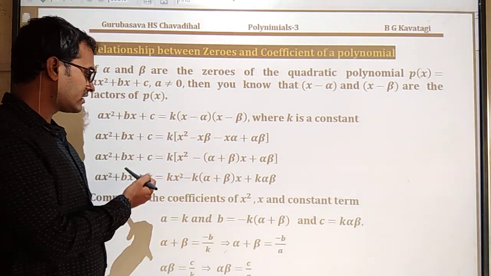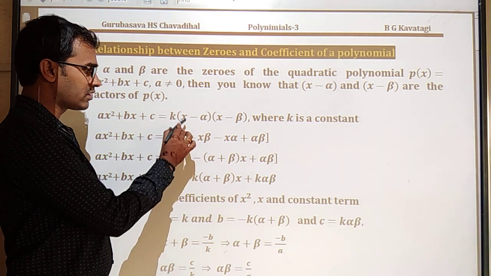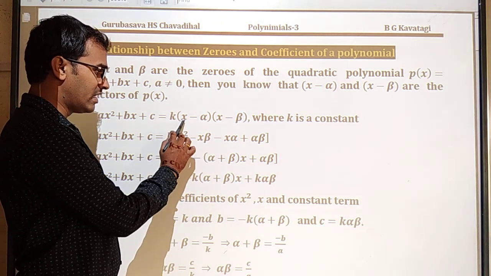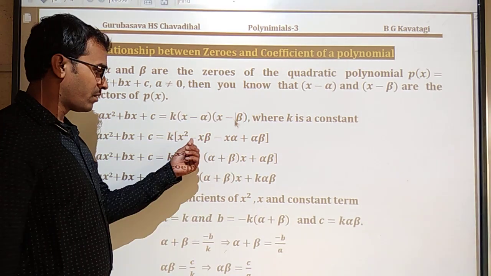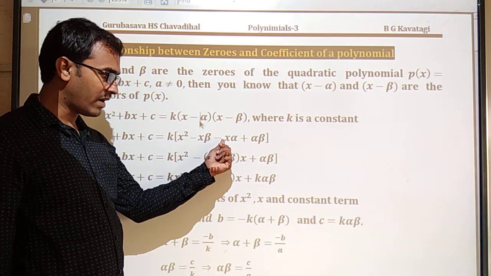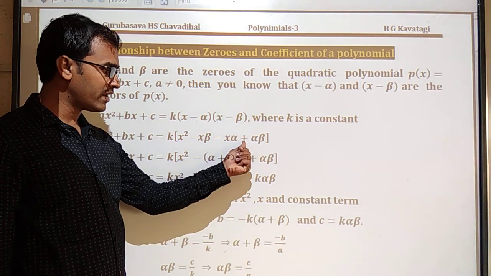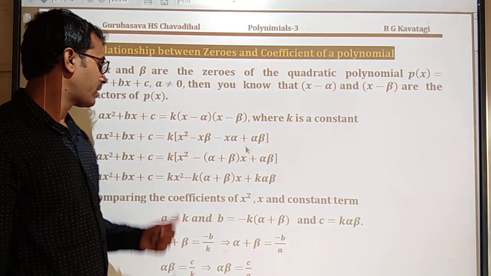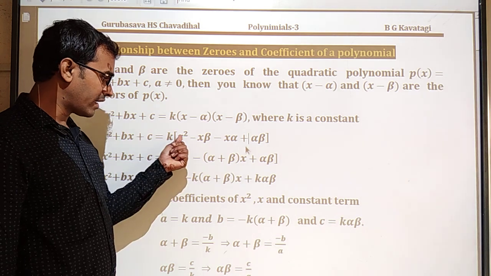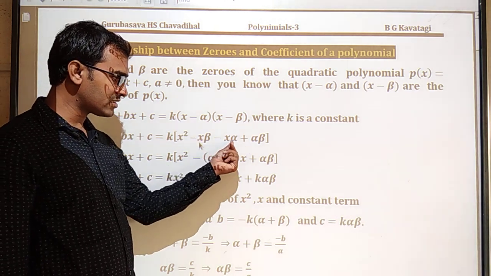So keep k as it is. Multiplication: x into x, x square; x into minus beta, minus x beta; minus alpha into x, minus x alpha; minus alpha into minus beta, minus into minus is plus alpha beta, right? Next, the left side as it is. K into x square as it is here, minus x beta minus x alpha.